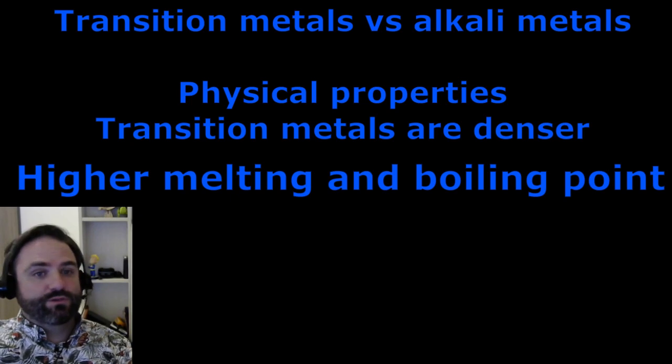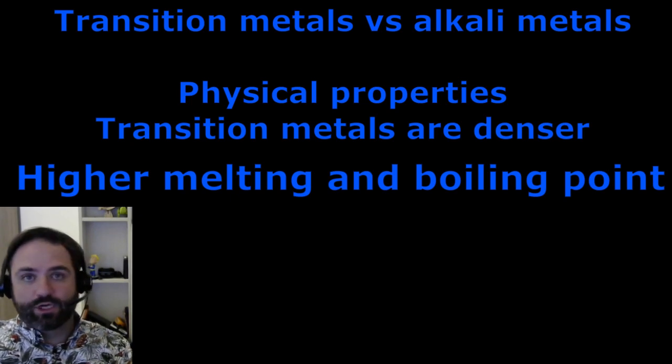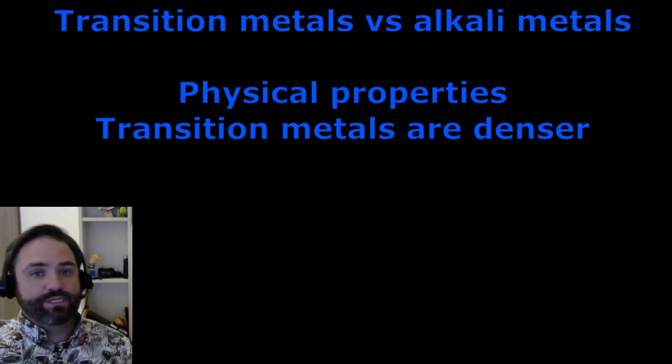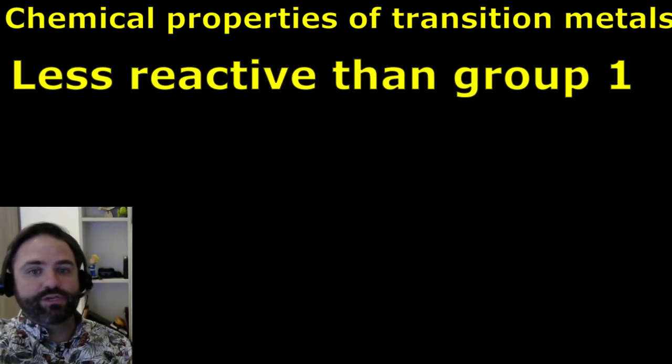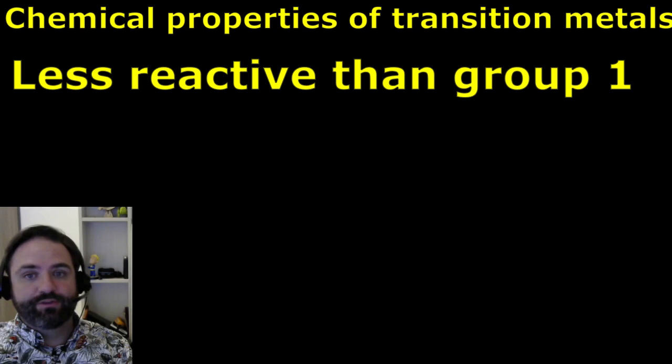The transition metals all have some chemical properties in common too, which are different to the Group 1 metals. So the chemical properties of the transition metals, they are a lot less reactive than the Group 1 metals, although there is a range of reactivities within the transition elements. Some are very reactive, some are unreactive, but they're all less reactive than Group 1.